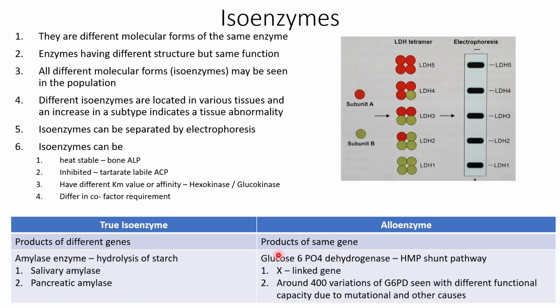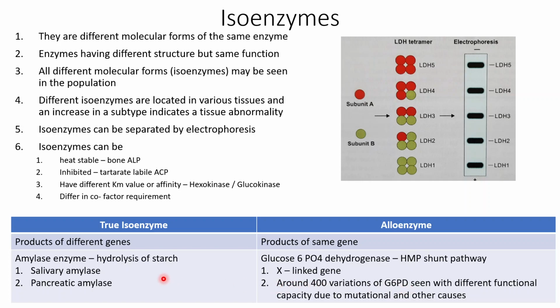Whereas alloenzymes are enzymes which are produced from the same gene, not different genes. An example is glucose 6-phosphate dehydrogenase. This is an enzyme present in the HMP shunt, which is one of the metabolic pathways of carbohydrates. The gene which produces glucose 6-phosphate dehydrogenase is an X-linked gene, present on the X chromosome. Variation in that gene can bring about 400 different types of G6PD, because the gene produces different types of G6PD based on various types of mutation and other causes. So the same gene is producing different isoenzymes of glucose 6-phosphate dehydrogenase.